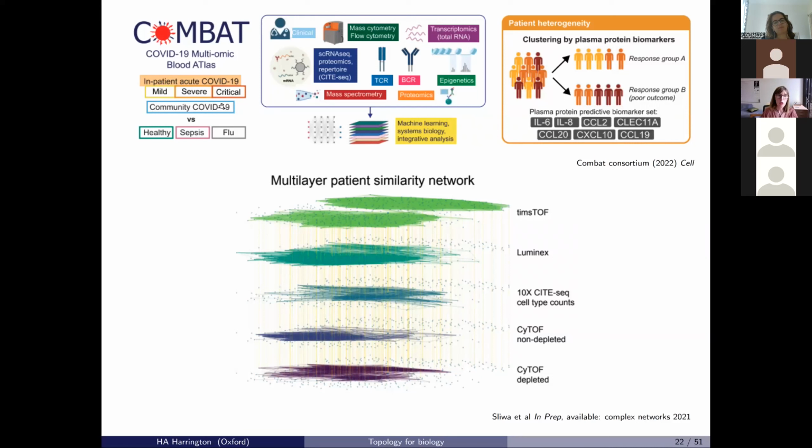Then they had community COVID-19, which are the healthcare workers that were getting COVID, then healthy volunteers, as well as, initially, this was studied for sepsis and flu. So we had other information, and they basically collected everything out of the blood.